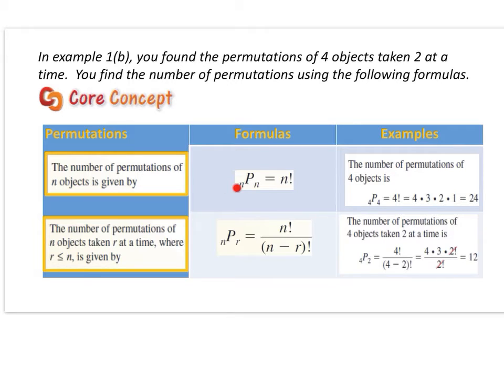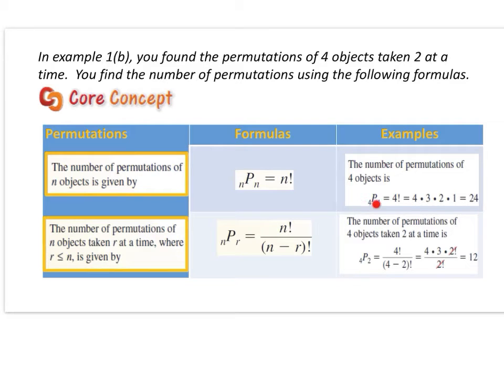You've got a number in front of that capital P, and you've got a number behind the capital P, and they're the same value. And that's equal to our n value factorial. So, an example: you have the number of permutations of 4 objects, as in the word July.